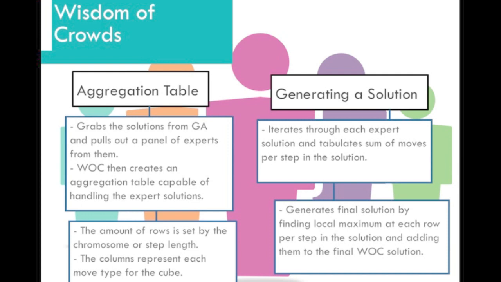Now, for generating the solution of the wisdom of crowds, you iterate through each row and you tabulate the sum of moves per step in the solution. You generate the final solution by going through each of those rows and finding the local maximum at each one and adding step by step to the wisdom of crowds solution.